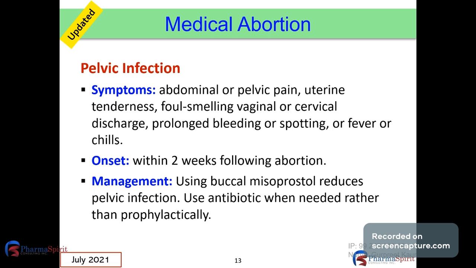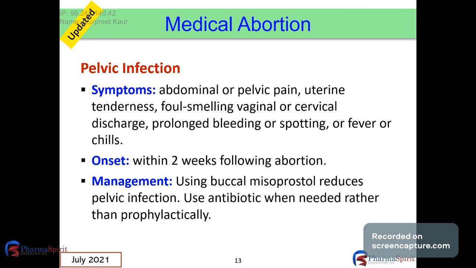So this is the time frame for when we are concerned about pelvic infections within 2 weeks following medical abortion. Management: we can try to reduce the risk of pelvic infections by using buccal misoprostol instead of vaginal misoprostol, because this was found to reduce the risk of pelvic infections. If the female develops mild pelvic infection, we can use oral broad spectrum antibiotic for the treatment.